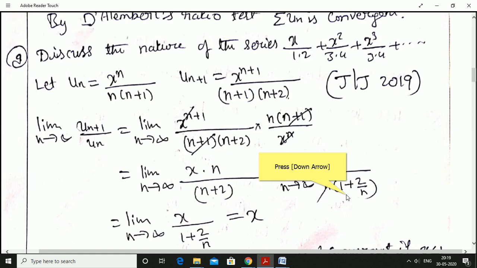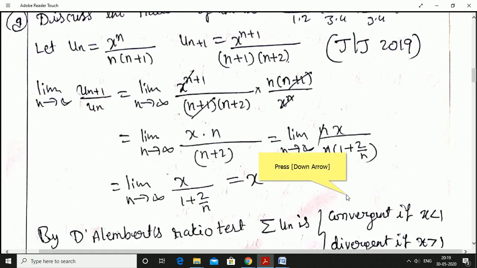Limit as n tends to infinity, un plus 1 divided by un, that is equal to limit as n tends to infinity, x to the power of n plus 1 divided by n plus 1 into n plus 2 into, okay, n into n plus 1 divided by x power n. Okay, x power n gets cancelled, only x power 1, x remains. n plus 1 cancelled, n divided by n plus 2. Now, limit as n tends to infinity, n into x divided by n, if you take that outside, n into 1 plus 2 by n, n gets cancelled. Apply the limit as n tends to infinity. 2 by infinity is 0, 0 plus 1 is 1, x divided by 1 is x.